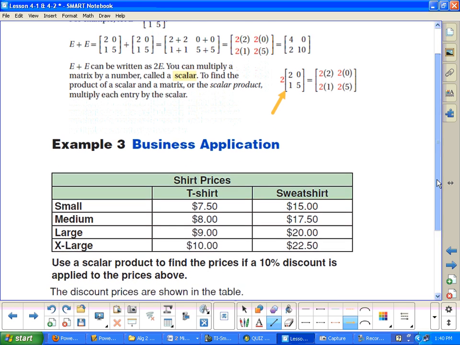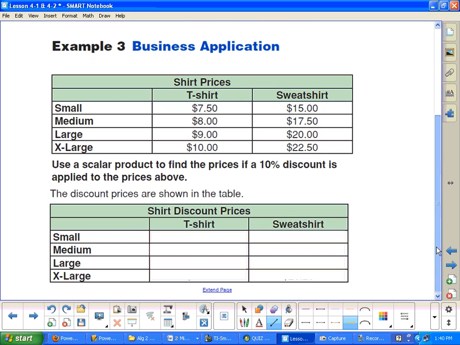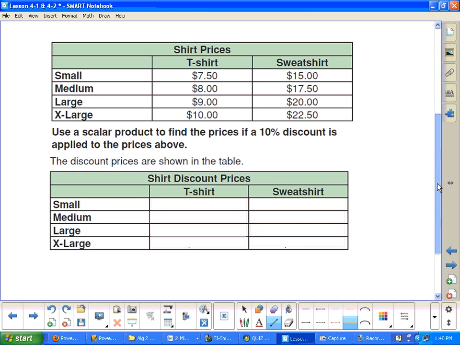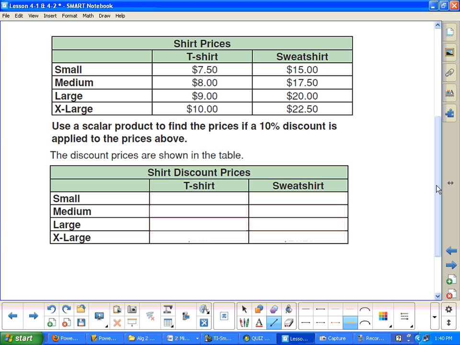We're actually going to take a little story problem and look at this one. Here we have shirt prices: small, medium, large, extra large, for t-shirts and sweatshirts. They want us to use a scalar product to find the prices if a 10% discount is applied to the prices above. So what happens if I have a 10% discount?